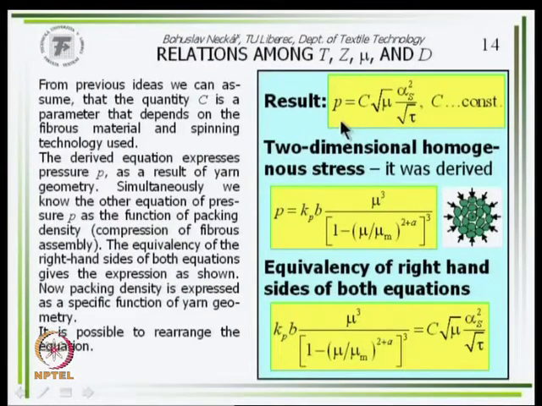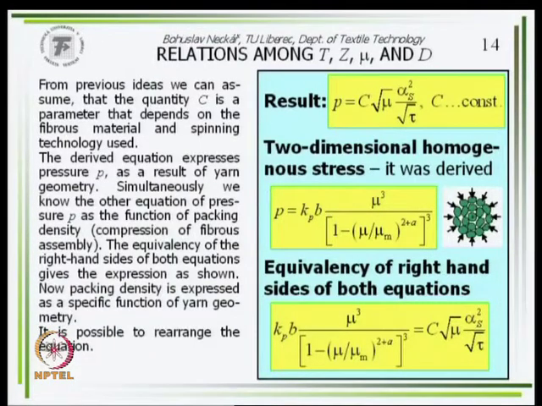The pressure P, which compresses the fibrous material in the yarn, is a function of packing. C is some constant, we assume it. Mu is the packing density of the yarn. Alpha is the areal type of twist factor, twist coefficient. Tau is the relative fineness of the yarn, that is, the ratio of yarn fineness to fiber fineness. This equation was, in the last lecture, derived from geometrical relations inside of the yarn.